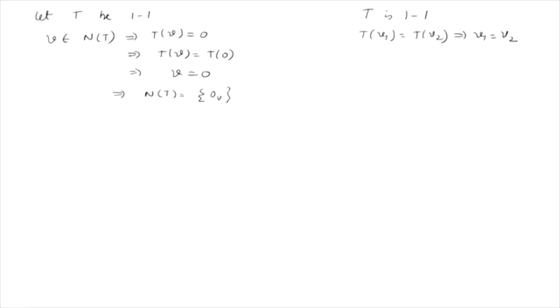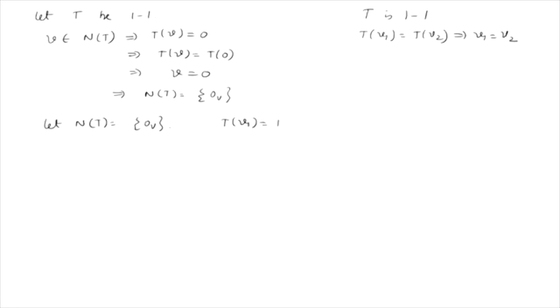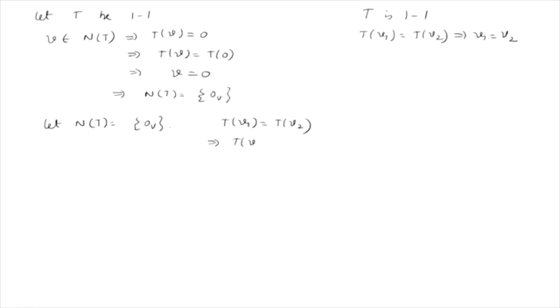Now the converse: let the null space of T be the singleton {0}, and we have to show that T is 1 to 1. So let T(v1) = T(v2). We have to show that v1 = v2 for T to be 1 to 1. So this implies T(v1) minus T(v2) will be 0.